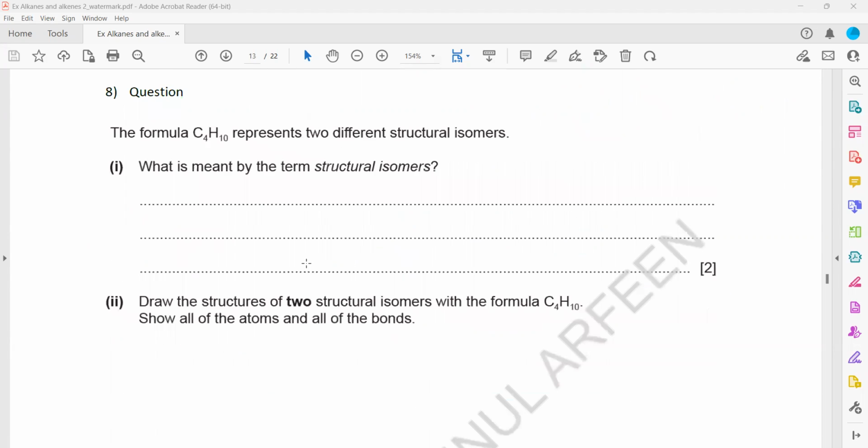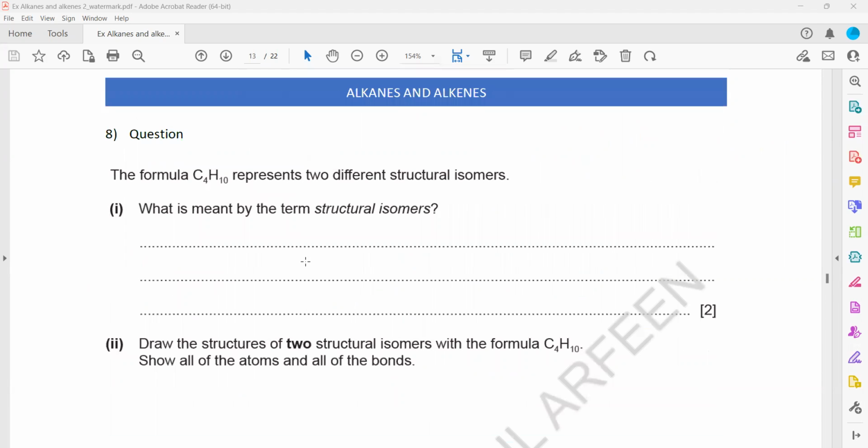In question 8, the formula C4H10 represents two different structural isomers. What is meant by the term structural isomer? Compounds which have the same molecular formula but different displayed and structural formula. So compounds with the same molecular formula but different structures, you can also say that.